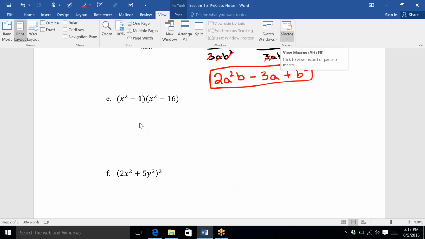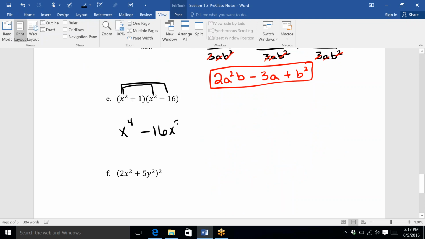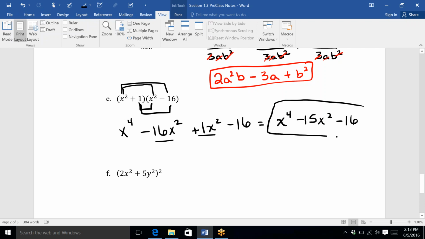Okay, let's look at E. E has us just multiplying 2 binomials together. So this is x squared times x squared, which would be x to the fourth. X squared times negative 16 is negative 16x squared. 1 times x squared would be positive 1x squared, or just plus x squared. And 1 times negative 16 is negative 16, like terms in the middle. So my final answer is x to the fourth minus 15x squared minus 16.